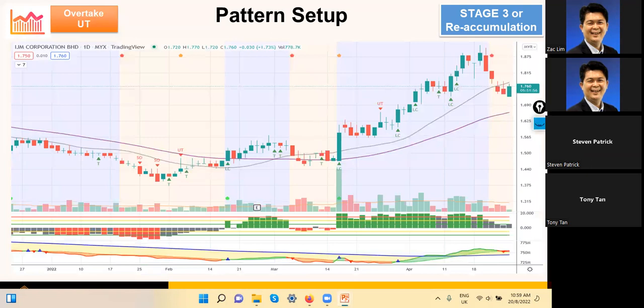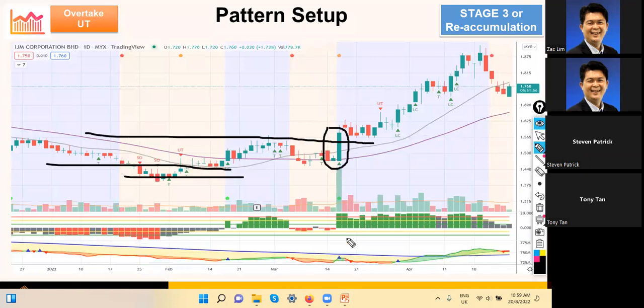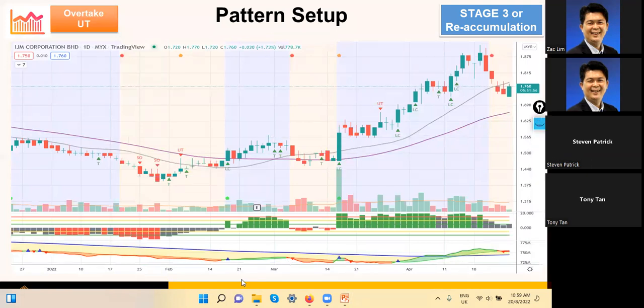You can see here is the final launching of the stock. And here is your trade position. See, here there is a chart.